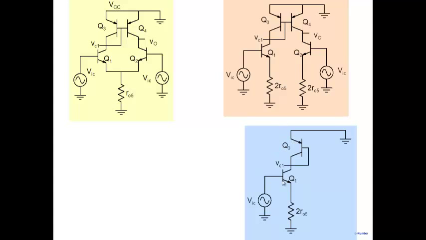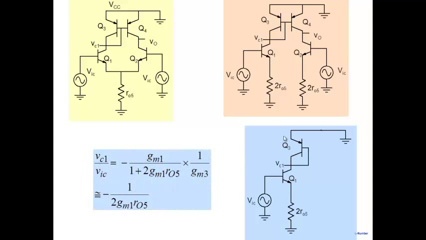Now, this circuit is fairly easy to solve because Q3 is nothing but, this one is 1 by GM. And so this is a common source amplifier here with a resistor of 1 by GM and a resistor in the emitter. And we know how to solve this particular part here. So this we can easily calculate.